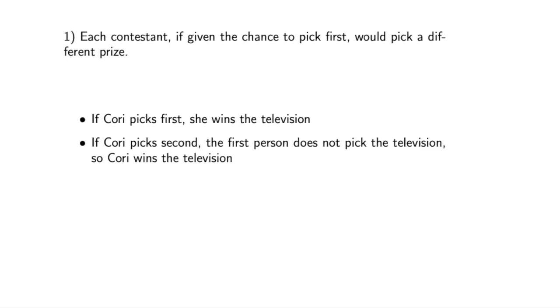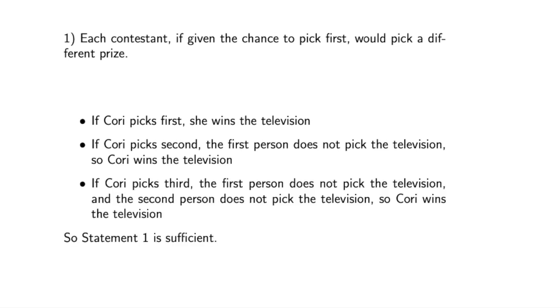If Corey picks second, though, the person who does pick first wants a different prize than Corey wants. So the person picking first doesn't want the television. The television will still be available when Corey picks. And if Corey picks third, well, the person picking first doesn't want the television, so that person will pick something else. The person picking second wants something different from what the first person wants, and also wants something different from what Corey wants. So the person picking second also doesn't want the television, and their first choice will be available for sure. So that means no matter what, Corey will be able to pick the television even if Corey picks last. And statement 1 is therefore sufficient.